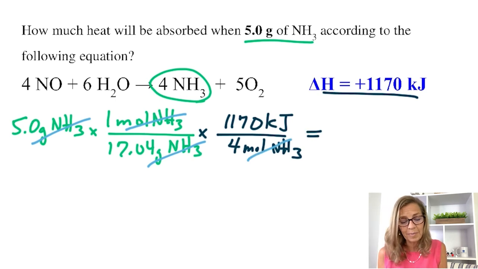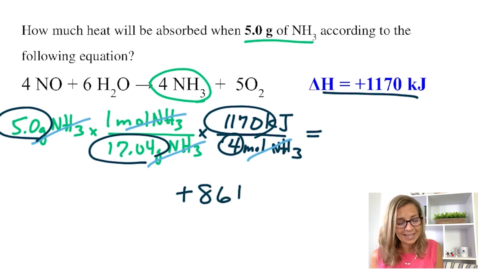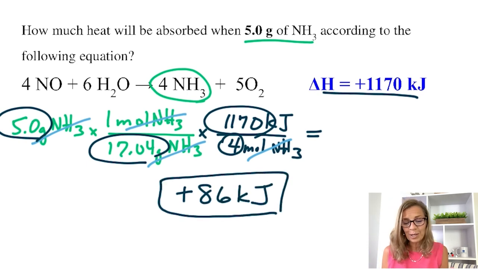Okay, and so we just do the math, and that's 5 divided by 17 times 1170 divided by 4, and we get 86 kilojoules. That's exactly how much energy we will need to absorb to react 5 grams of ammonia.